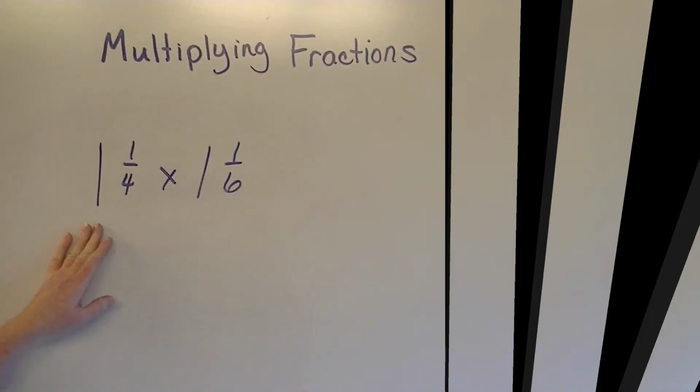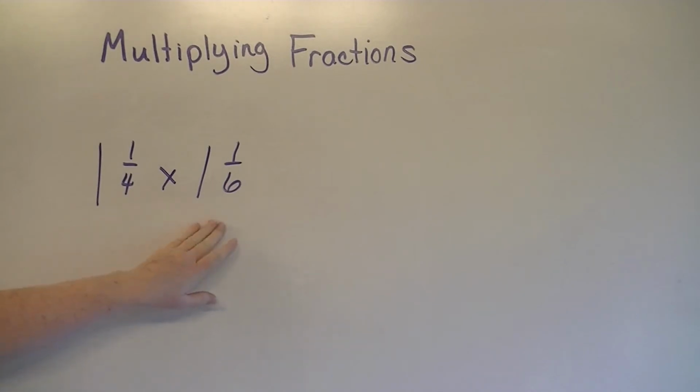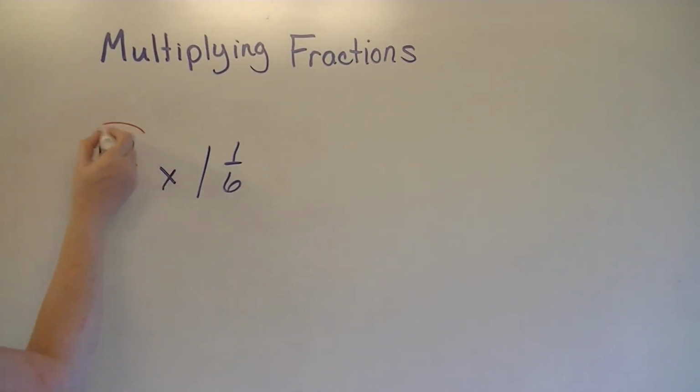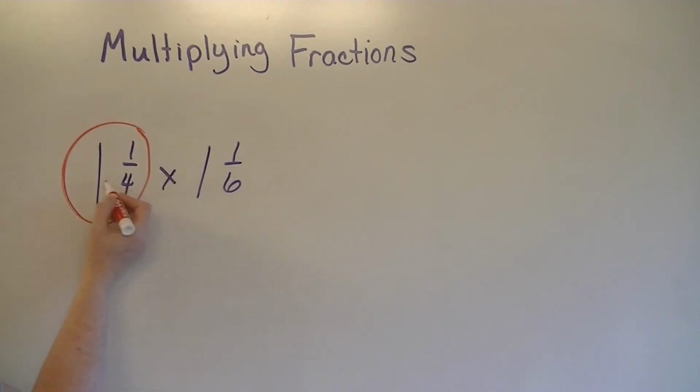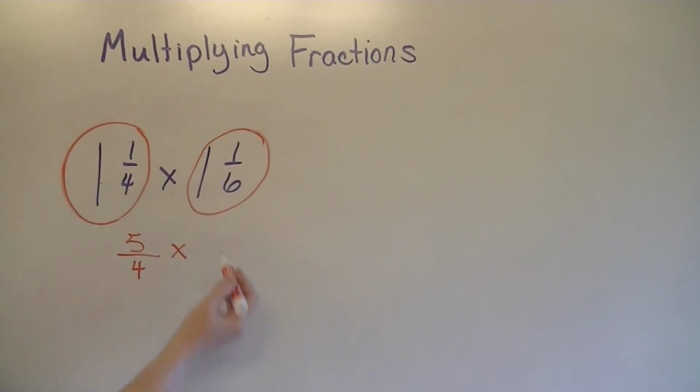Alright, let's take a look at this problem. This one has 2 mixed numbers. You cannot multiply mixed numbers. I'm going to have to change this one into an improper fraction. So 4 times 1 is 4 plus 1 is 5. I'm going to keep the 4. Alright, and now I'm going to change this one as well. 6 times 1 is 6 plus 1 is 7. Alright, now we're ready to multiply.